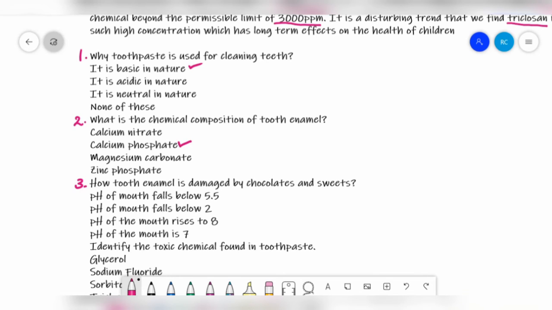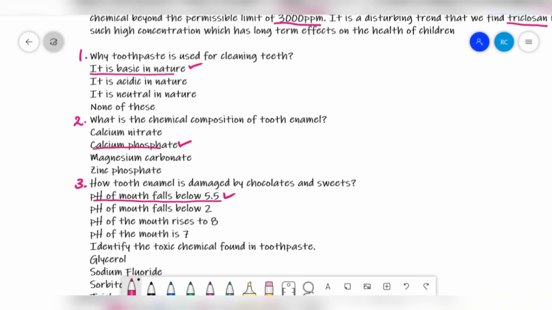So pH of the mouth never occurs as 7. 7 is neutral. Then pH of the mouth rises to 8. That is an alkaline nature. That is not possible. Then pH of mouth falls below 2. Below 2 means it is highly acidic. It is not possible. pH of mouth falls below 5.5. Okay, this can be the correct answer now. pH of mouth falls below 5.5.